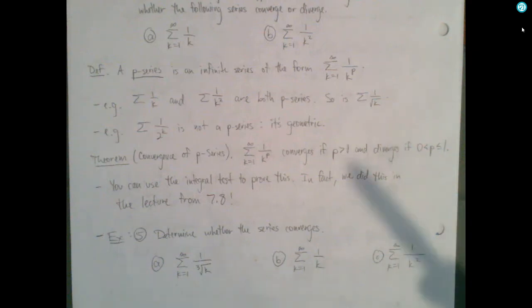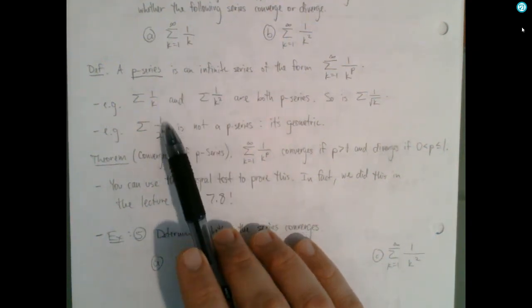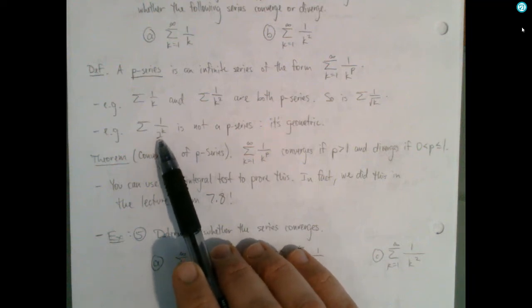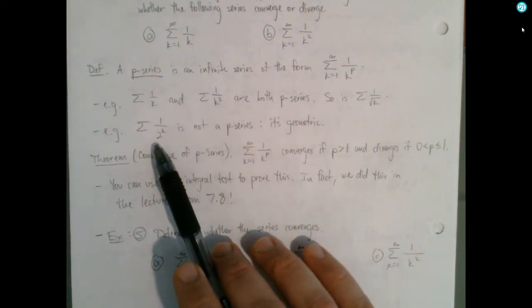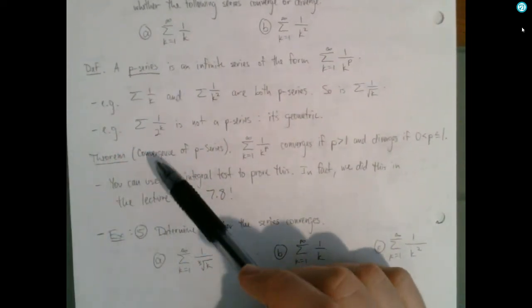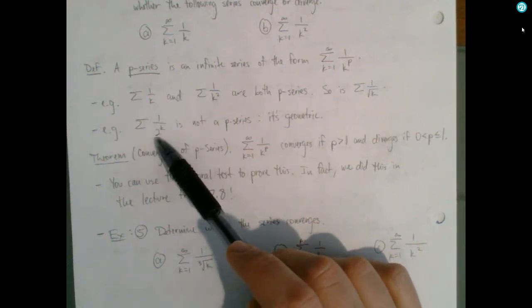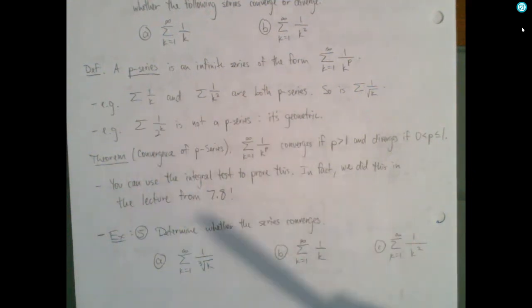And then just so that we're perfectly clear, 1 over k squared is a p-series. 1 over 2 to the k is not a p-series. This is a geometric series, right? So just be careful about where the exponent is. If the thing that's changing is in the exponent, then it's geometric, right? If the thing that's changing is the base, then it's a p-series.